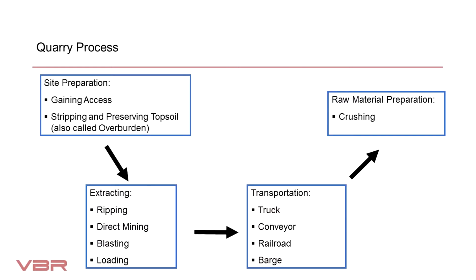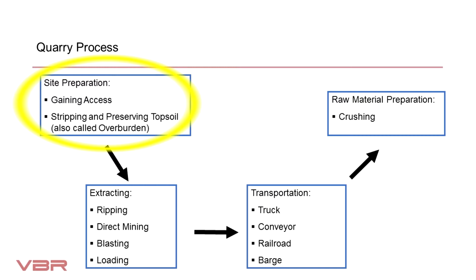Let us look at the different phases involved in the quarry process. The first block, site preparation, is primarily done when opening up a new quarry. It is about planning the proper access roads, seeing that we do not interfere with villages or members of the public. Stripping and preserving topsoil means removing the layer of organic material where trees and bushes grow. Ideally, this soil should be preserved for later times when closing down and rehabilitating the quarry. This site preparation phase is not discussed in the current video.